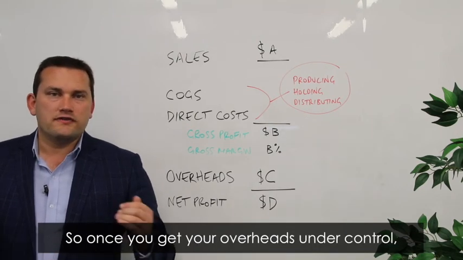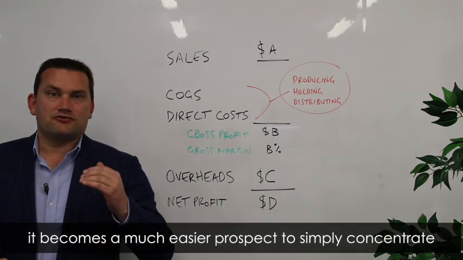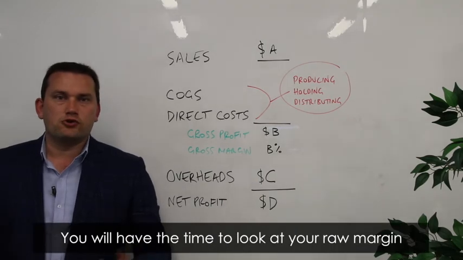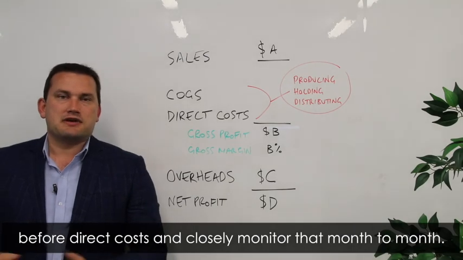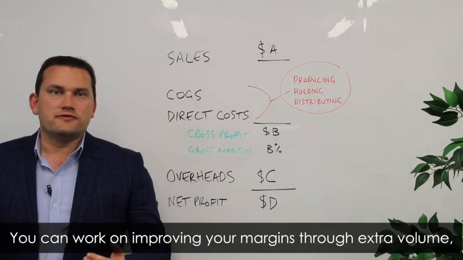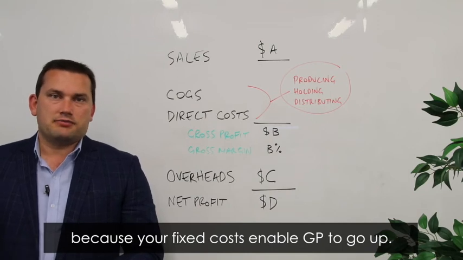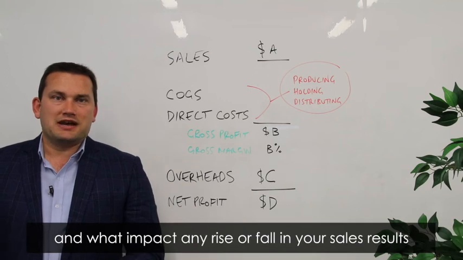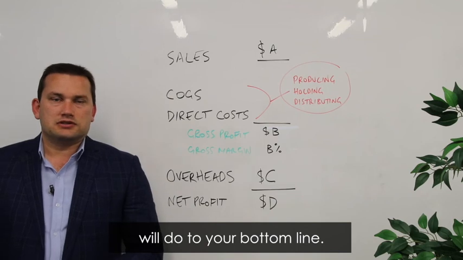So once you get your overheads under control, it becomes a much easier prospect to simply concentrate on sales and on gross margin. You'll have the time to look at your raw margin before direct costs and closely monitor that month to month. You can work on improving your margins through extra volume because your fixed costs enable GP to go up. And you should know exactly where your break-even point is and what impact any rise or fall in your sales results will have on your bottom line.